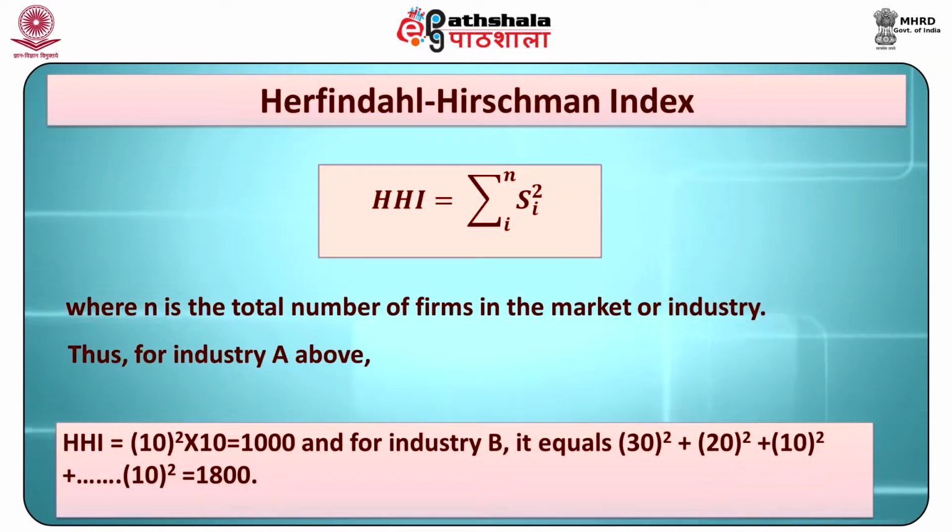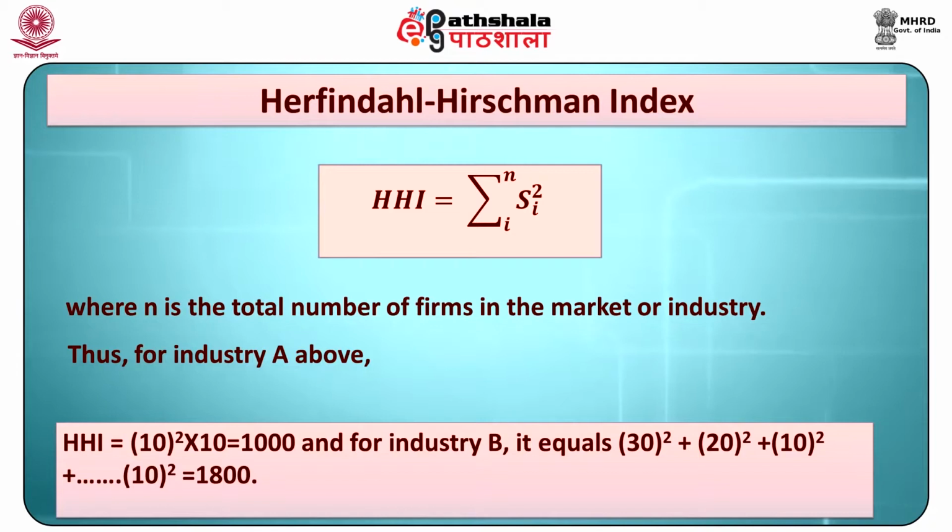Although CK is quite simple to calculate and understand, it does not always give consistent rankings of industry concentration. Thus, in order to overcome this limitation, economists have come up with another measure of concentration called Herfindahl-Hirschman Index, which is used more frequently these days, especially in the US industry. Third, Hirschman Index. It is measured as follows.